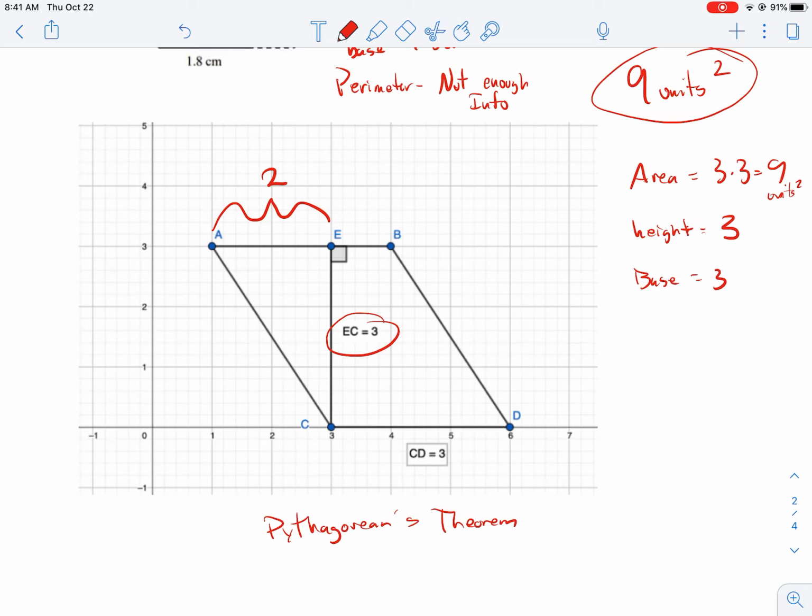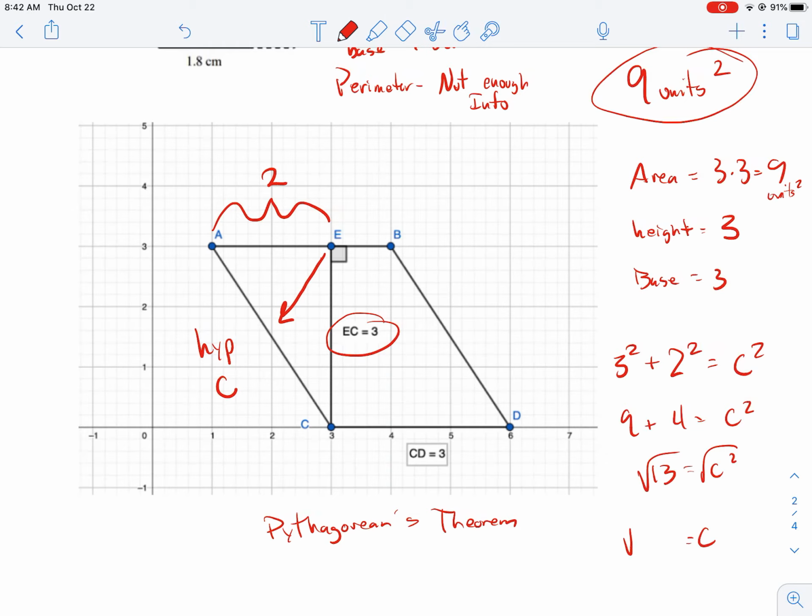Now remember, this side opposite our right angle is always our hypotenuse, or our C value. Okay, so you can always mix up your A's and B's, but you cannot mess up that C value. So I got 3 squared plus 2 squared equals C squared, so this is 9 plus 4 equals C squared. So we get 13 equals C squared, take the square root, so C is equal to the square root of 13. All right, which means that this length over here is square root of 13, and this right here, square root of 13. So let's add those all up.